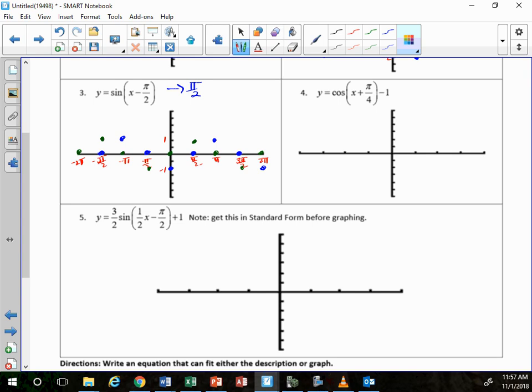It depends on what I ask you. If I ask you for one period of the graph, no, just do one of them. If I say 2 periods, then yes. Yep, so just read the directions.